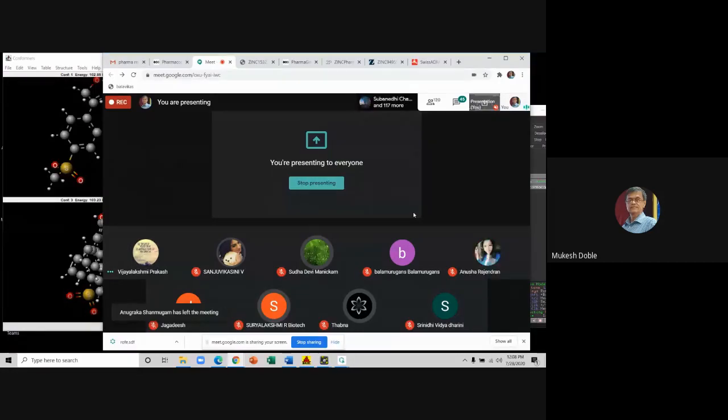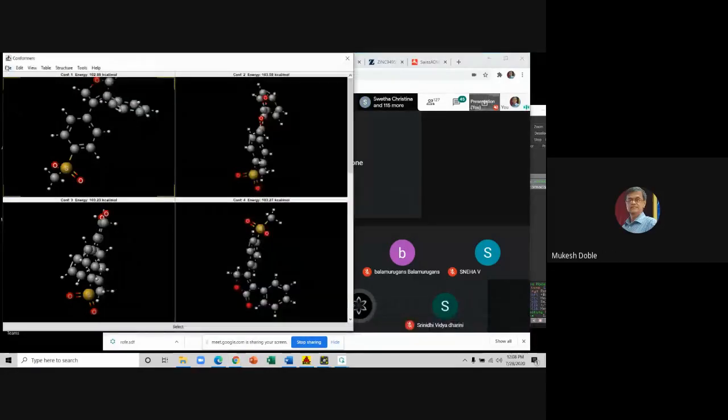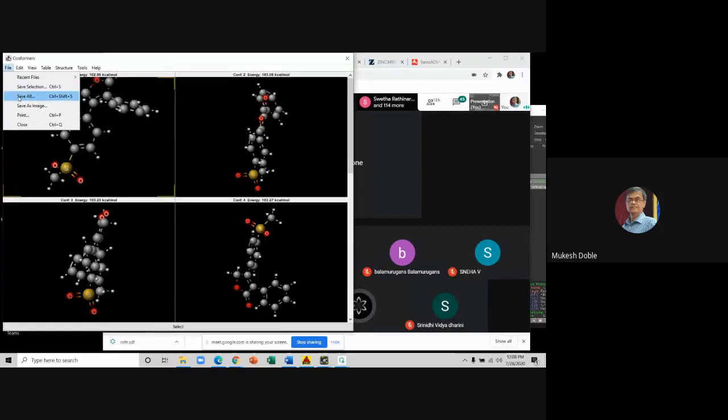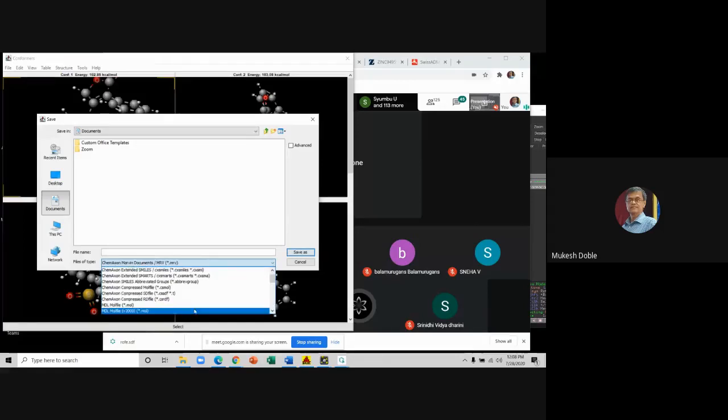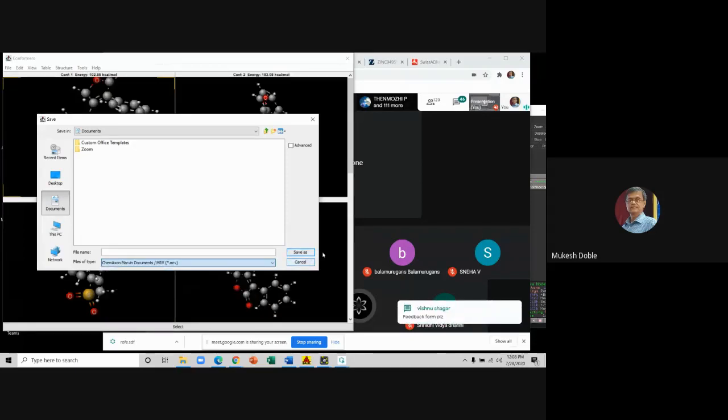You draw the structure in the Marvin Sketch, and then we can get the 3D conformation, which I showed you. Then we can say File, Save As. It has different save as options actually. You can see here. So we can save it, and then we can use Open Babel to convert into whatever format we want.